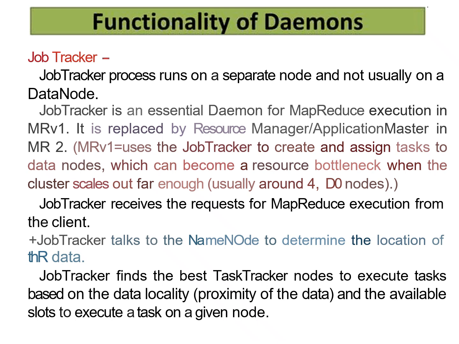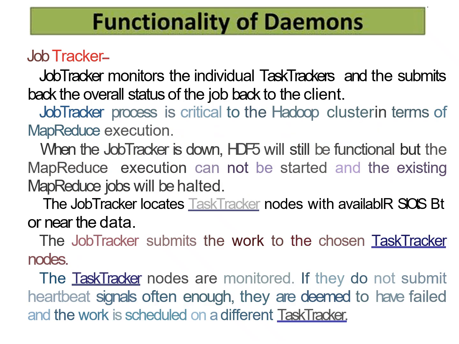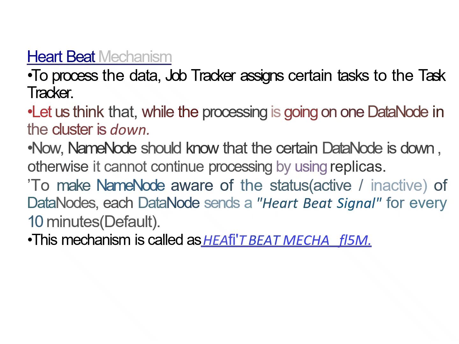Job tracker finds the best task tracker node so that data locality, data management, and everything is easy with respect to Hadoop implementation. Job tracker monitors the individual task tracker in the data node. Completely it is taken care of by the job tracker.